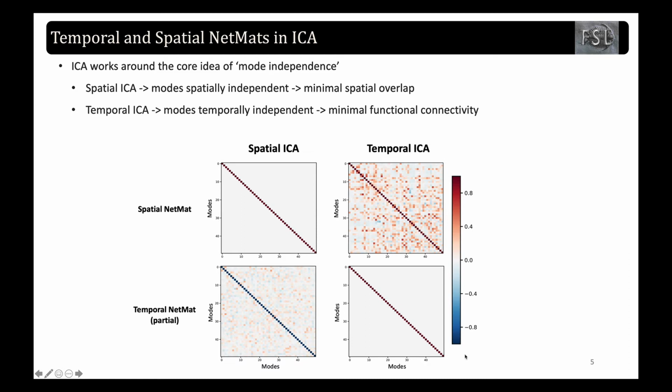In temporal ICA, it's the other way around, as you can see on the bottom right of this figure. Now you're enforcing the independence constraint in the temporal domain, and so there's no temporal network matrix structure. And so this is an interesting thing to think about, because essentially with these different applications of spatial versus temporal ICA, you're pushing the information of the interactions between the different networks either fully into the temporal NetMat or the temporal domain, or fully into the spatial domain, depending on where this independence constraint is enforced.